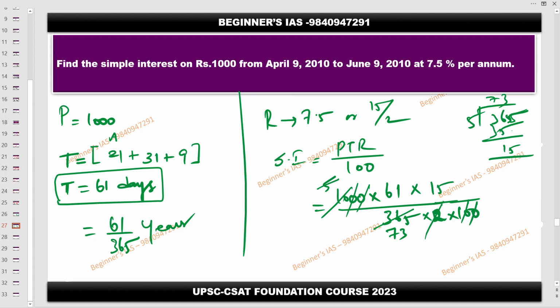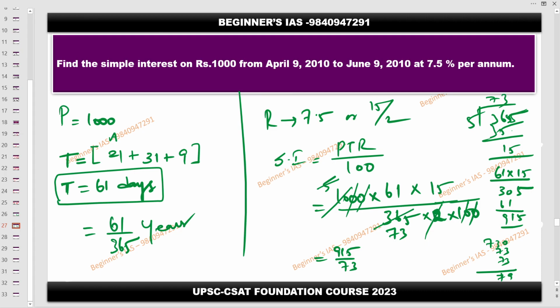Fine. Then 61 into 15. Then 5. Then here 30. Then 1 6. Here 5 1. 915. 915 by 73. 10 times 730. Yeah. 11 times again 173. Again 173. Then here 9. Then 14 17.